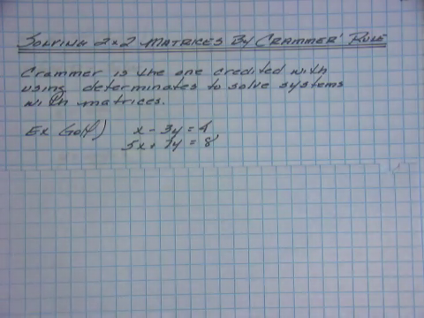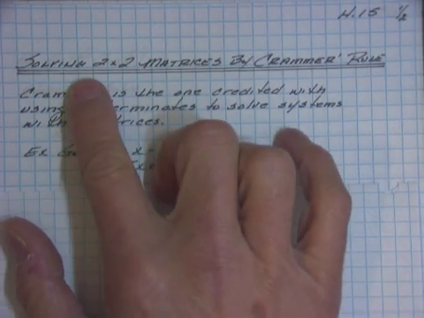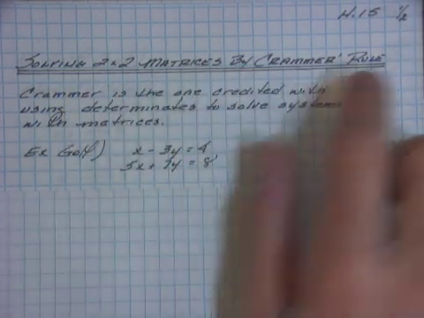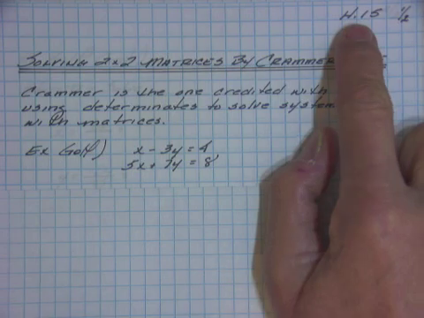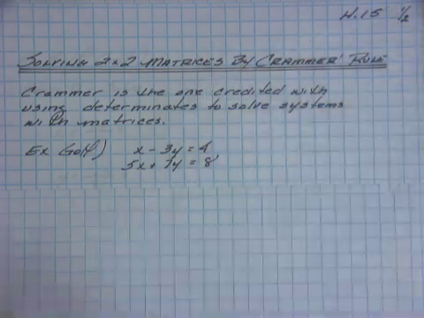Okay, guys, now that we understand how to find determinants, we're ready to start solving 2x2 matrices by Cramer's rule. This is lesson H.15.